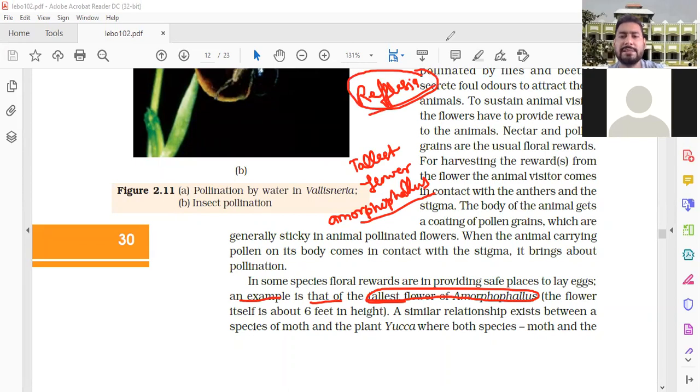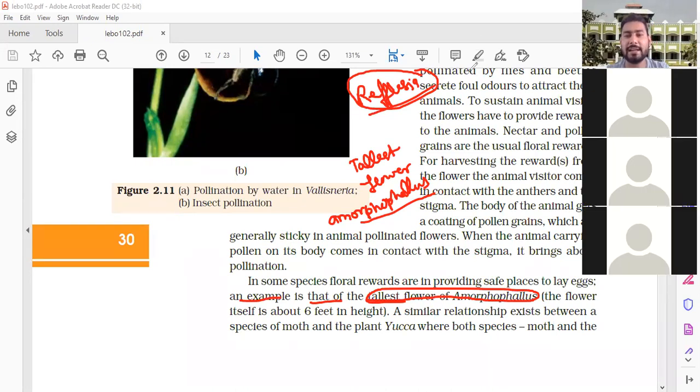Clear? Rafflesia arnoldi. It is the largest flower. Is it okay? The largest flower in the world is Rafflesia arnoldi, and the tallest flower in the world is the Amorphophallus. Now the concept is clear, the difference between largest and tallest. Largest is Rafflesia, and tallest is the Amorphophallus.